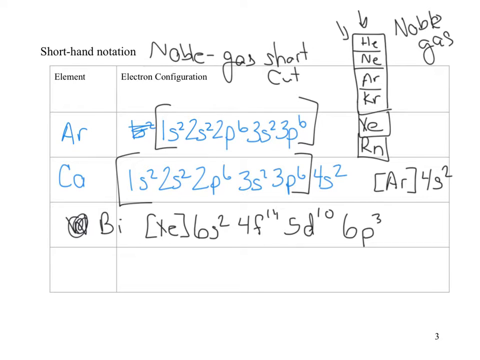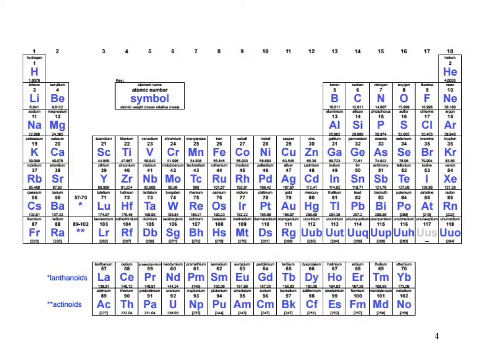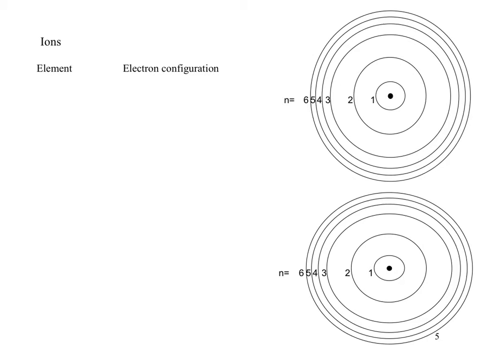All right, again, I'll let you guys decide if you need another practice one. But if you don't, we are going to move on to the next thing, which is writing configurations of ions. You need to be able to not only write neutral atoms, but also write the configuration of ions. So we're going to start with oxygen.